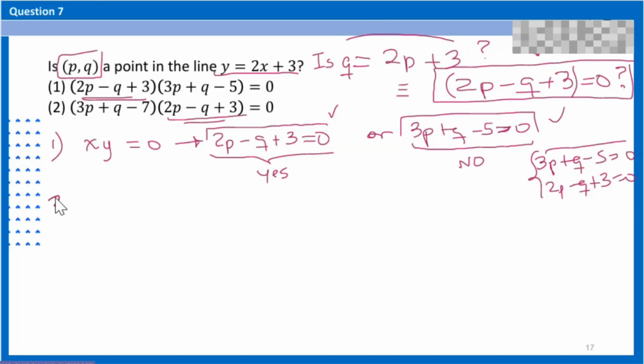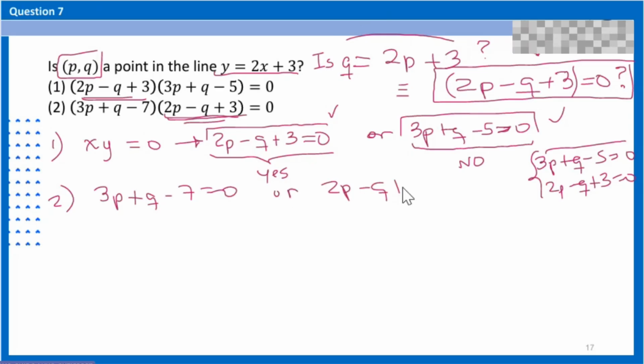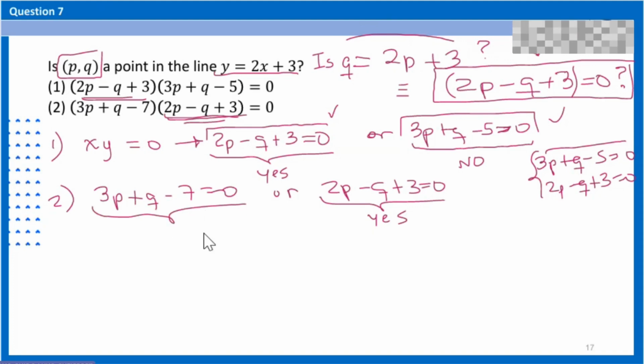What about the second? Well, it's the same thing, right? Now you see that this expression appears as the second factor. So this means that either 3p plus q minus 7 equals 0 or 2p minus q plus 3 equals 0. If this were true, then we know that this means an affirmative answer to the question. But here, this one being true doesn't mean necessarily that p and q will make this equality in the question true.